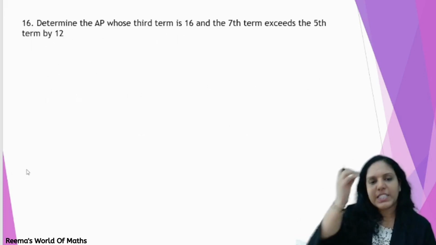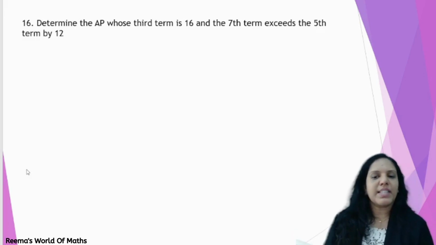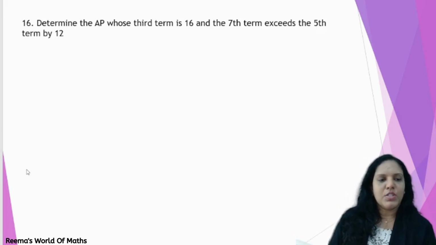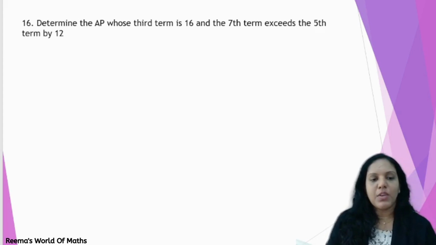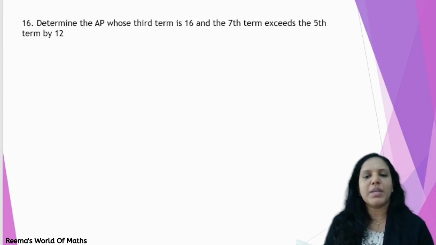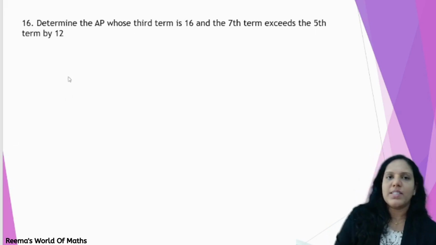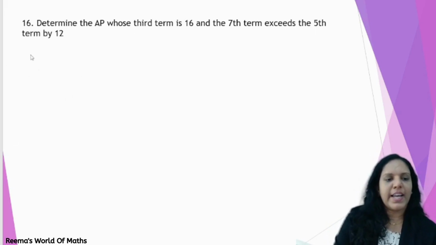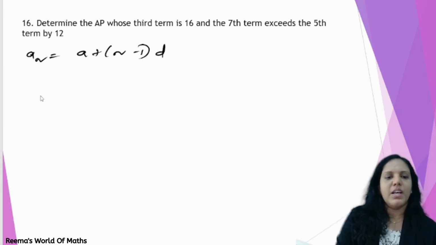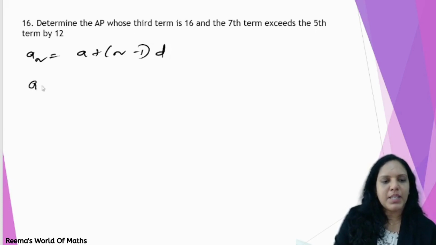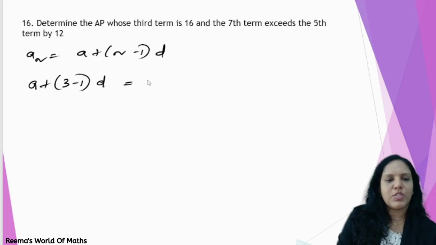Determine the AP whose third term is 16 and the seventh term exceeds the fifth term by 12. So we need to see the AP whose third term is 16 and seventh term exceeds the fifth term by 12. So let's put that in the formula, which is any nth term will be a plus n minus 1 into d, right? And the third term, so that is a plus 3 minus 1 into d equals to how much? The third term is 16.